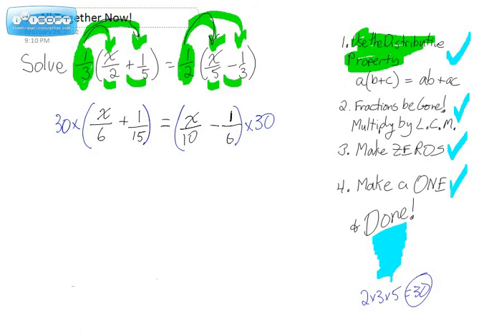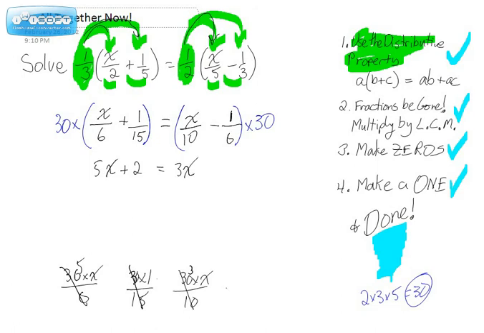Now this time there will not be any fractions left, because it'll be 30 times x over 6, which is 5x. 30 times 1 over 15, which will be 2, which is equal to, on the right-hand side, 30 times x over 10, which is equal to 3x, and negative 1/6 times 30, which will be equal to negative 5. No fractions left. I am now going to make some zeros.